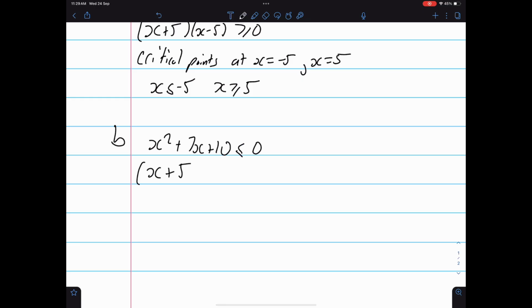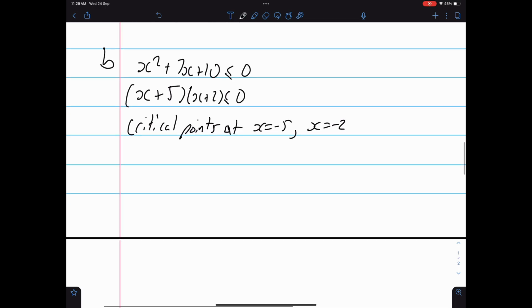X plus 5, x plus 2, 0. Critical points at x equals minus 5, x equals minus 2. Right, so x needs to be less than or equal to minus 5 or greater or equal to minus 2.